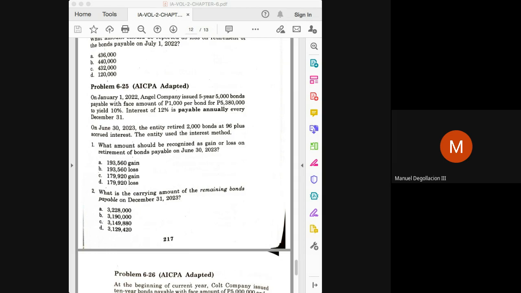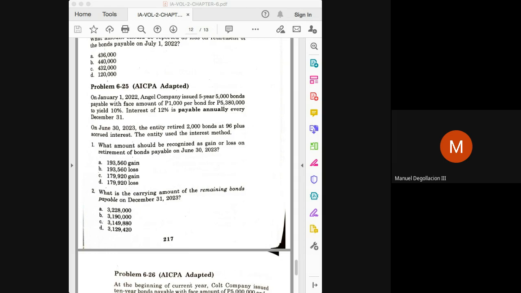Okay, so interest payment is 360,000. The interest expense was 319,080. That means there will be an amortization on the premium amounting to 40,920. And this 40,920 will be deducted from the balance of the premium as of the start of 2023.